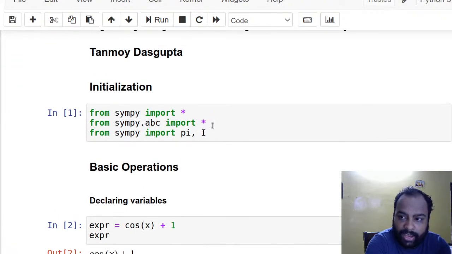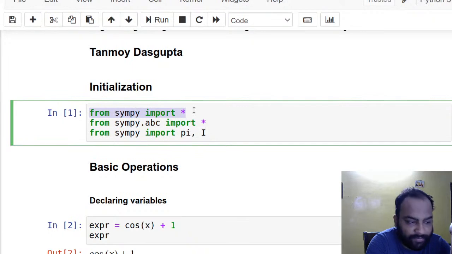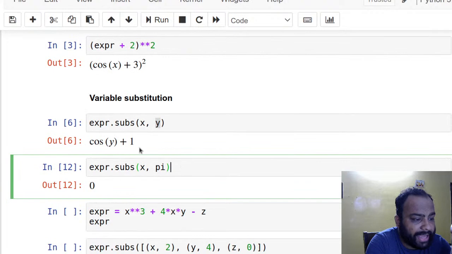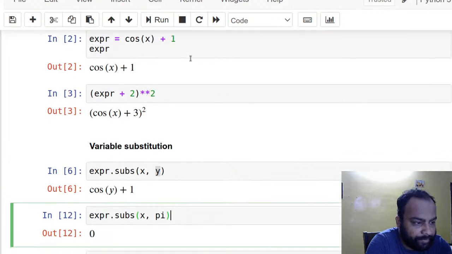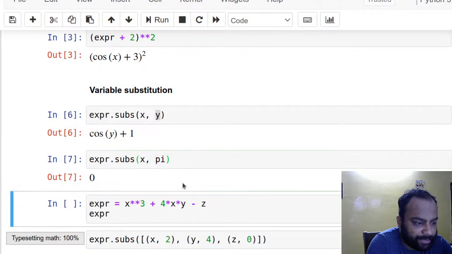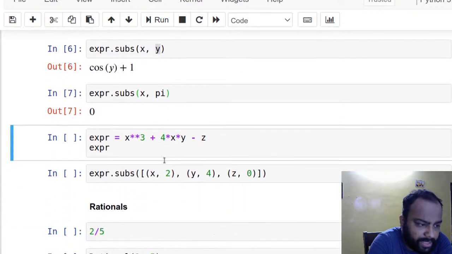These variables x, y are symbolic because I did this import, and all the functions are also symbolic because of this import here. For example, now I can replace x with pi in cosine x plus 1. So cosine pi is minus 1. So if I substitute x with pi, I get this.